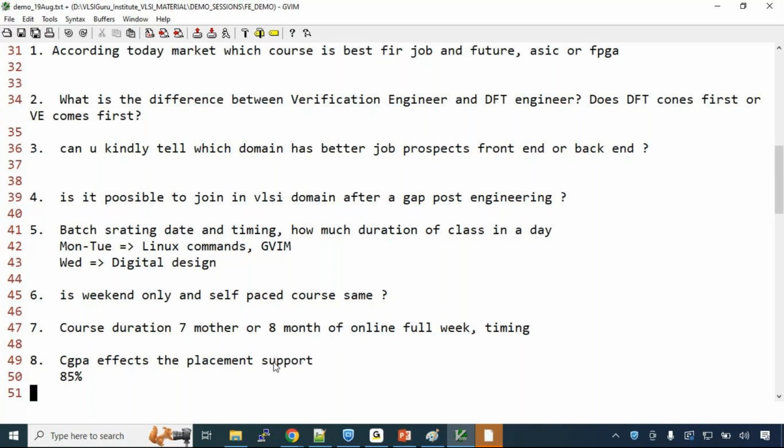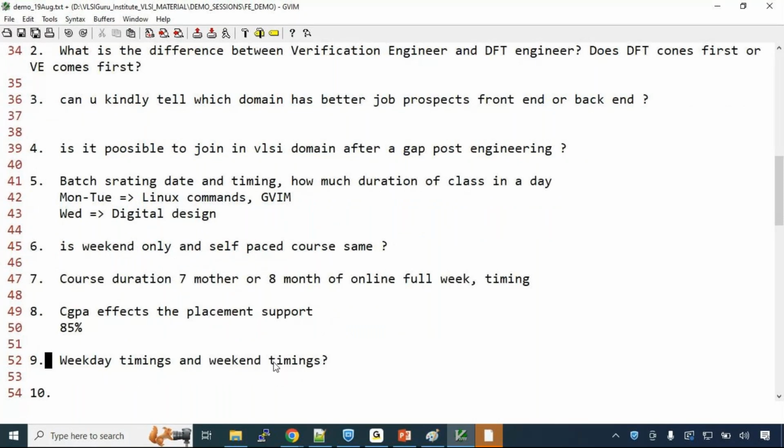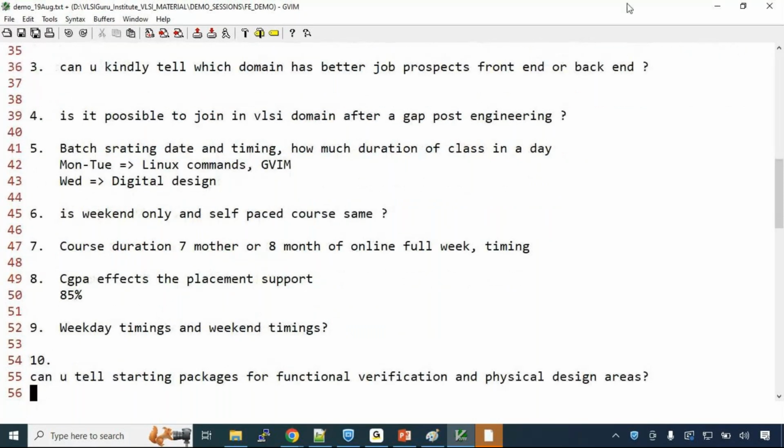Next, weekday training and weekend timings.